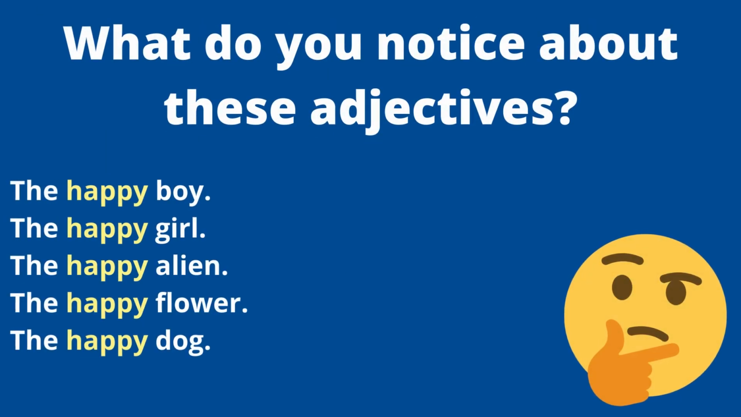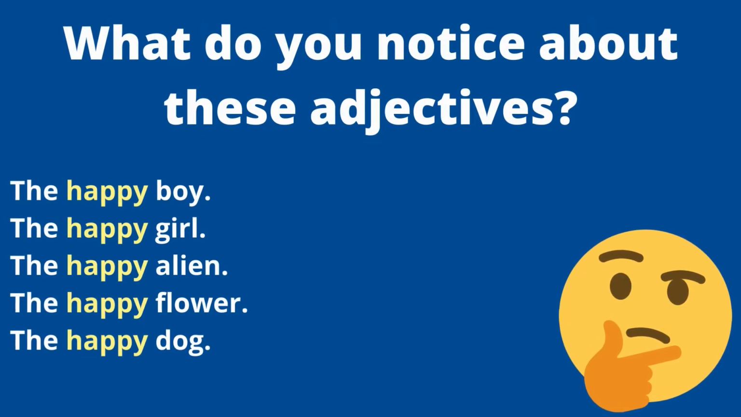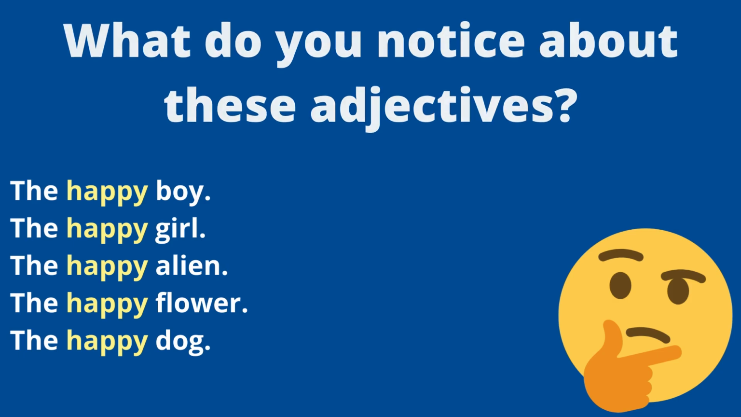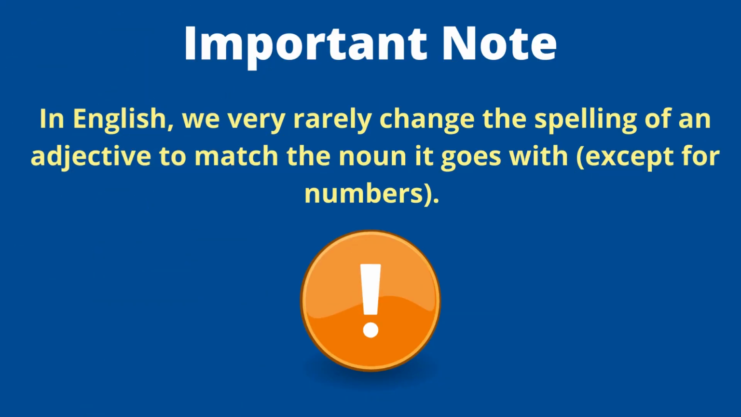So what do you notice about these sentences? If you were to look at these and see the happy boy, the happy girl, the happy alien, the happy flower, and the happy dog, what do you notice about these? The word happy hasn't changed. The adjective happy is spelled the exact same way, no matter what noun it's going with. So it could be describing a boy, a girl, an alien, a flower, a dog. It doesn't matter. It's not going to change. So that's a really important note. We very rarely change the spelling of an adjective to match a noun.